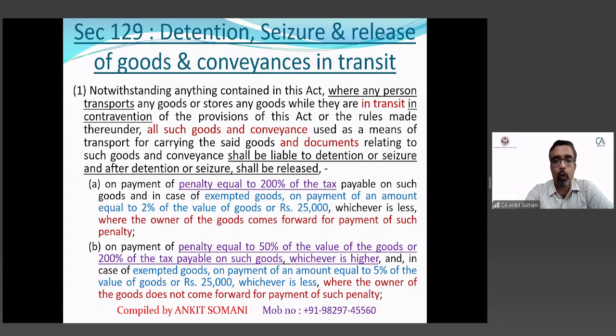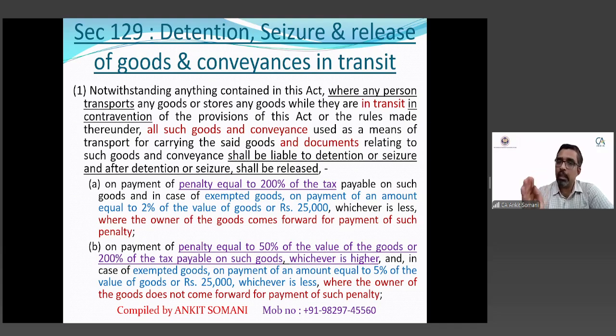Now, in case of clause A, the person has to make payment of penalty equal to 200% of tax. Where the taxable value is rupees 1 lakh, the GST portion or the tax amount is rupees 18,000. Penalty equal to 200% of tax amounts to rupees 36,000. Correct. Whereas in clause B, on payment of penalty equal to 50% of the value of goods, this means 50,000 rupees, or 36,000 rupees, whichever is higher, meaning thereby in clause B, he has to make payment of rupees 50,000 as penalty.